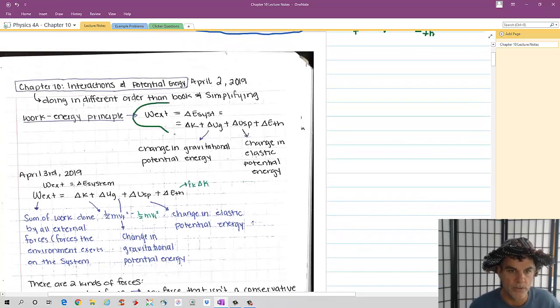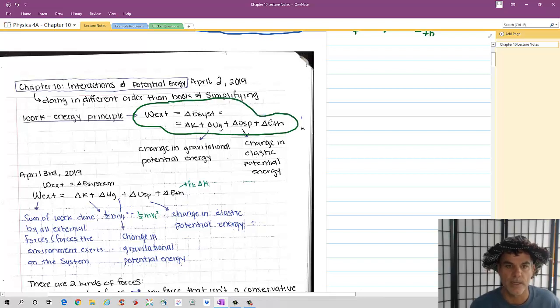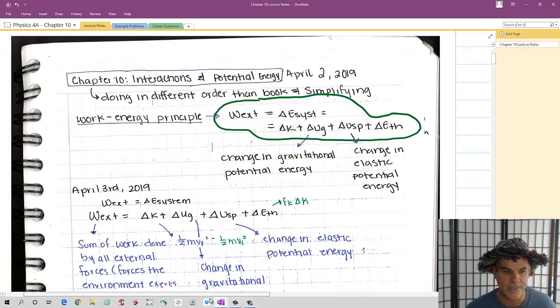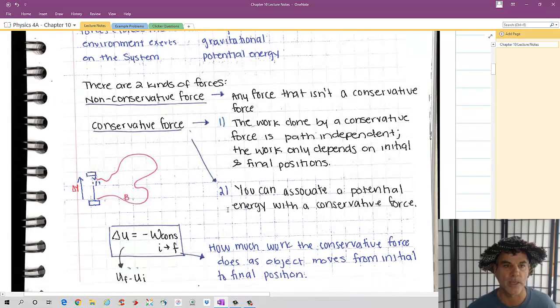Okay, so going through, here we go again. Work done by all external forces equals the change in energy of the system, which is the change in kinetic energy plus the change in gravitational potential plus the change in elastic potential plus the change in thermal energy. So let's just talk a little bit about the two different kinds of forces we're going to be looking at.